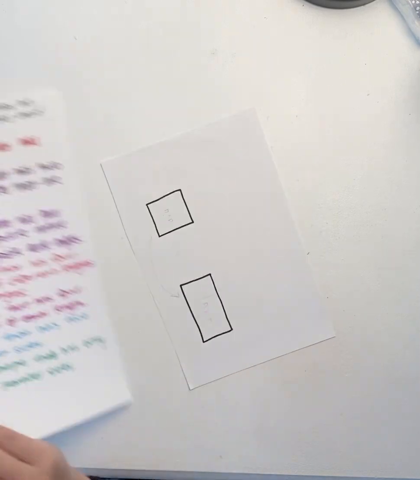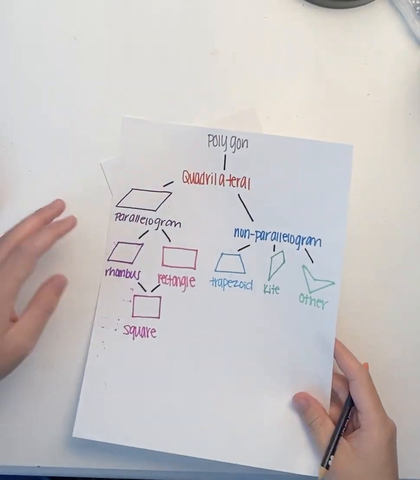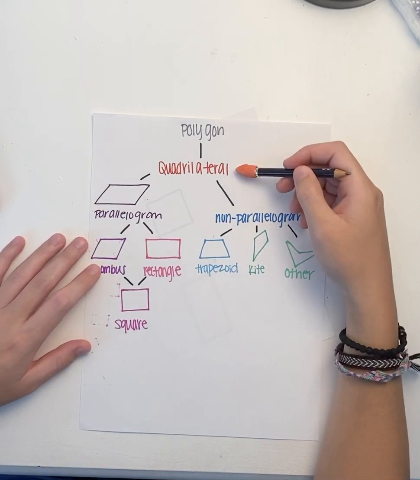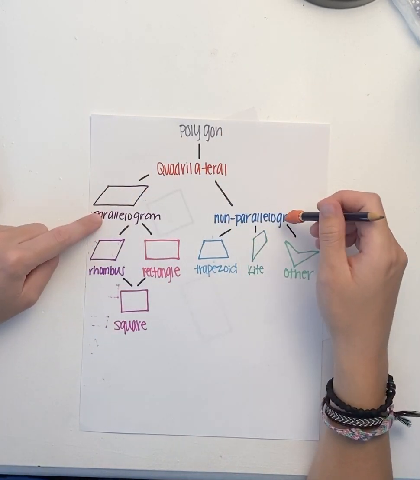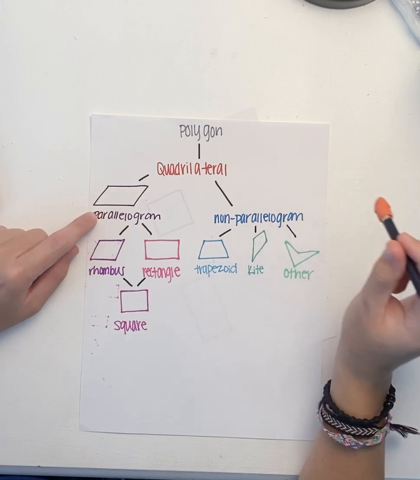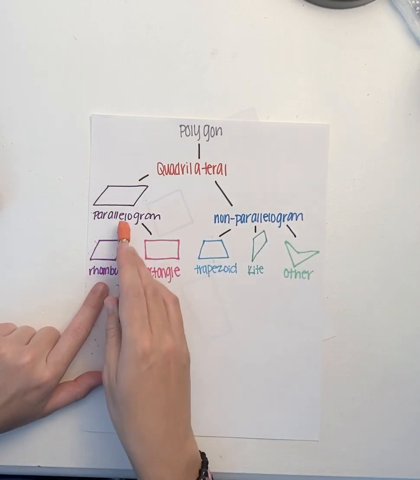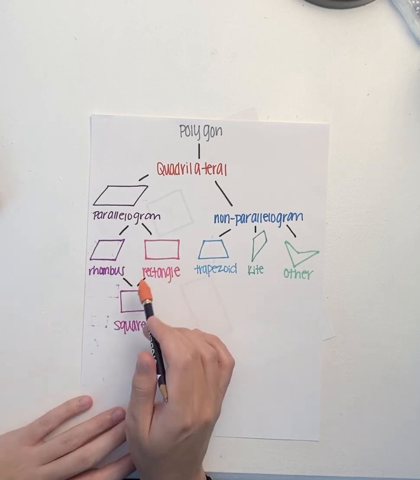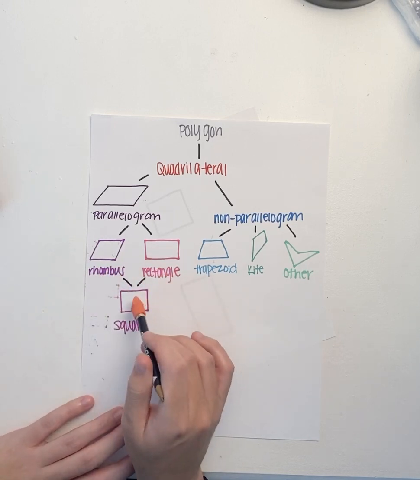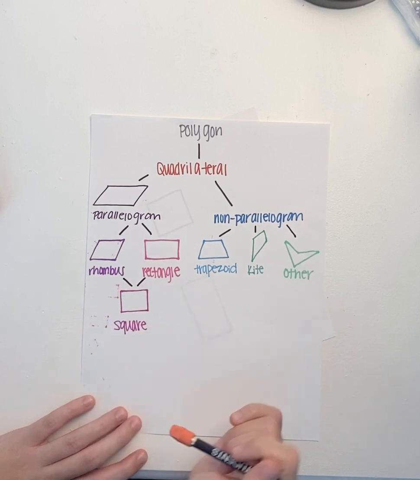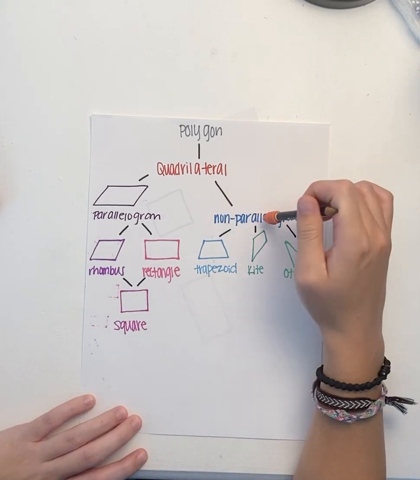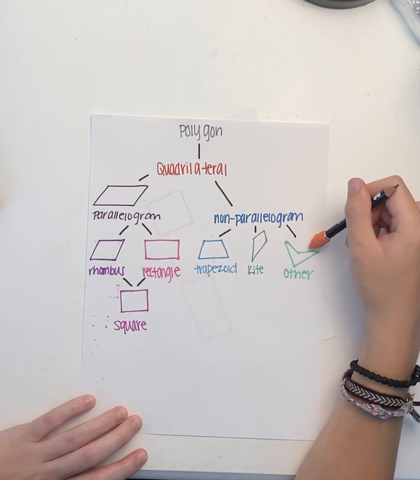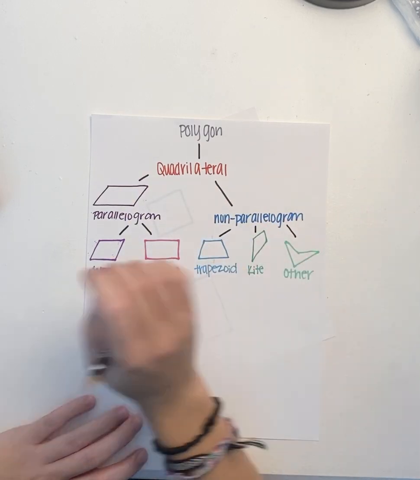All right, so once again, here is the hierarchy. We have polygon, quadrilateral, which then breaks into parallelogram and non-parallelogram. The parallelogram breaks into rhombus and rectangle, and these can be broken down into a square. For the non-parallelogram, we have trapezoid, kite, and other shapes that do not belong to this category.